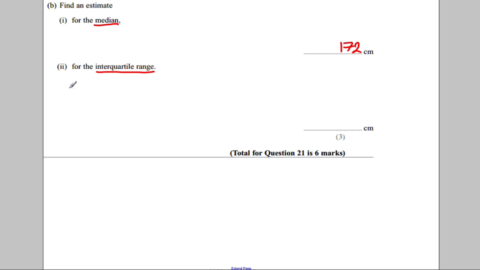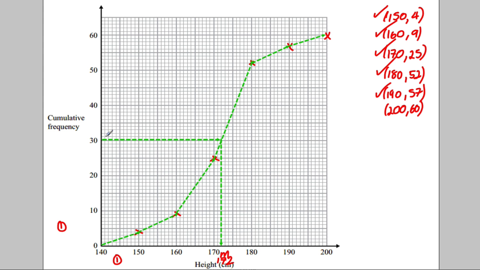The interquartile range, the IQR, can you remember what it is? It's the upper quartile, subtract the lower quartile. We need to go to our graph to find those. Now, the lower quartile is halfway between 0 and 30, must be at 15, and the upper quartile is halfway between 30 and 60, which must be at 45.